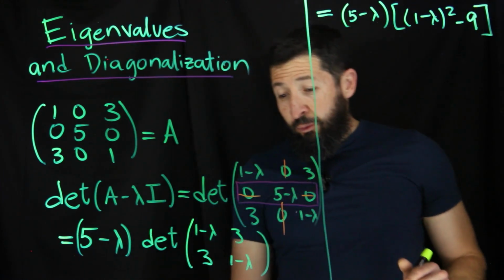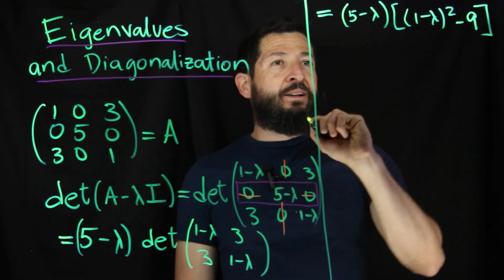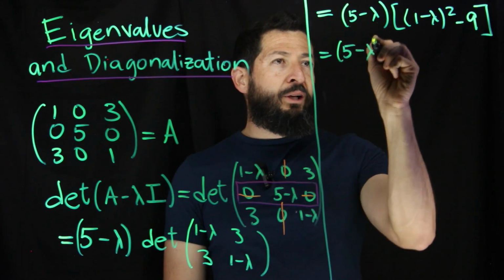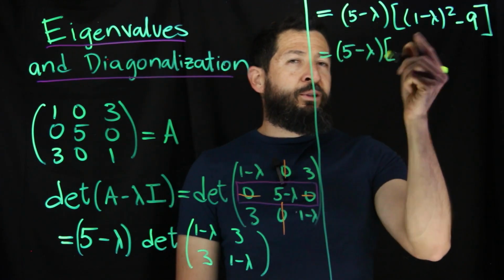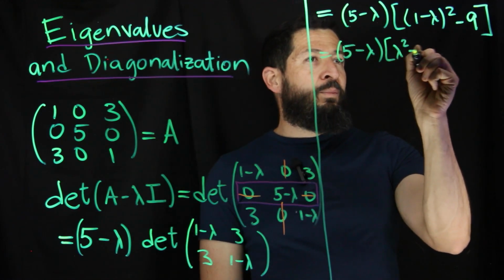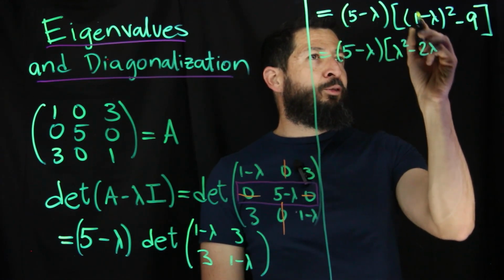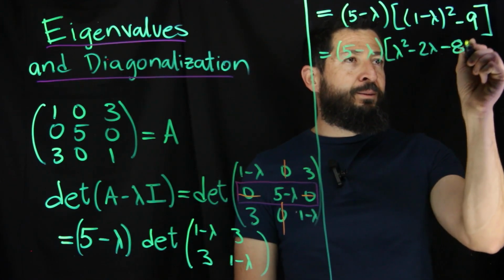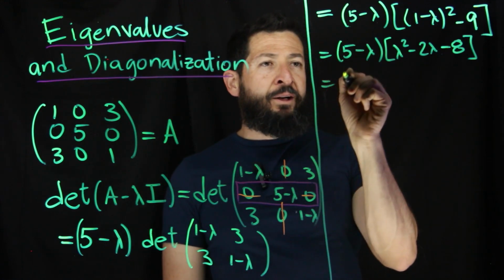Okay? Alright, so with that, I can then know that lambda equals 5 is going to be one root, and then I just have to FOIL this out and find the roots. So if I do that, I get lambda squared minus 2 lambda, and then plus 1 from this one, plus 1 minus 9, negative 8. Now it's just a matter of factoring it out.